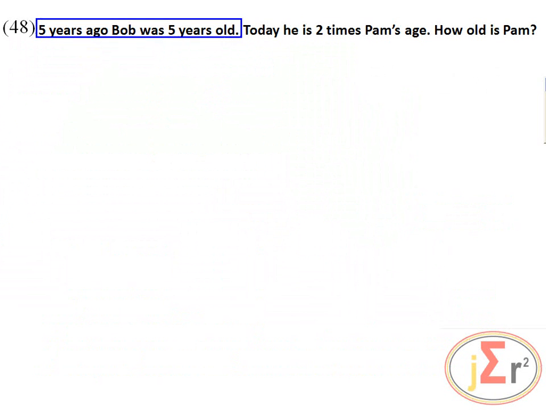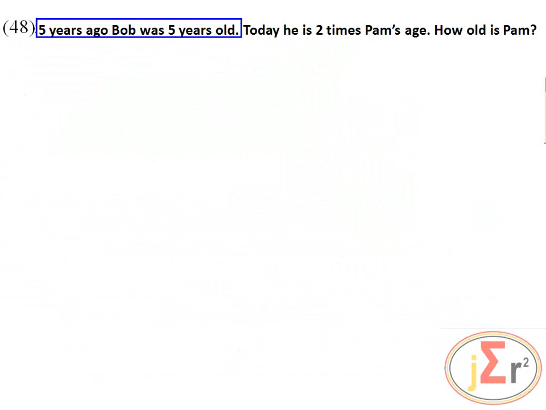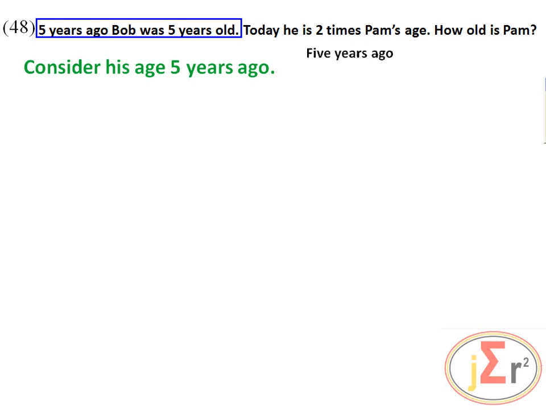So it is obvious that there we have Bob's present age. His age is 10 years. Consider his age 5 years ago. We are taking a look at it from another perspective.